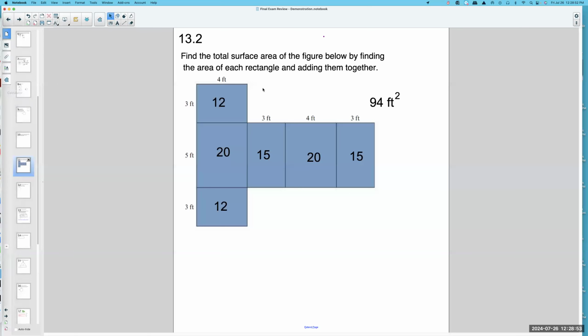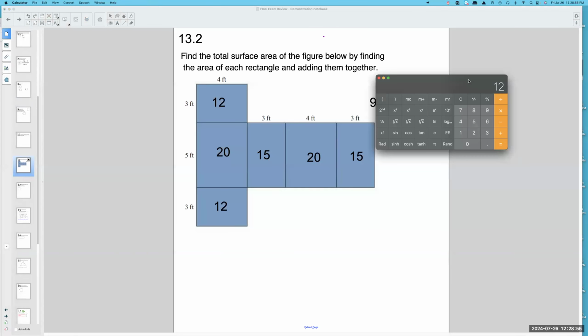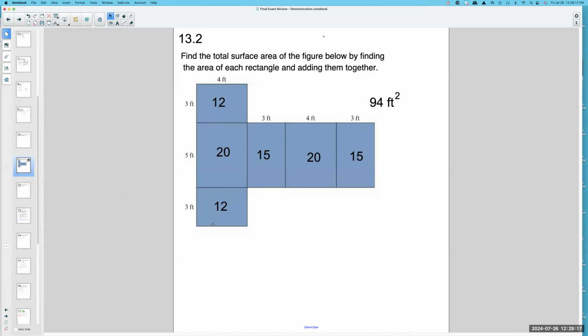Let me just double check. 94. Okay, sorry about that. I was just making sure. Never hurts to double check your figures. And also what I was trying to do in my head there, just to see if I had done it right, 12 plus 15 plus 20 times 2. Okay, 94. All right, moving on.